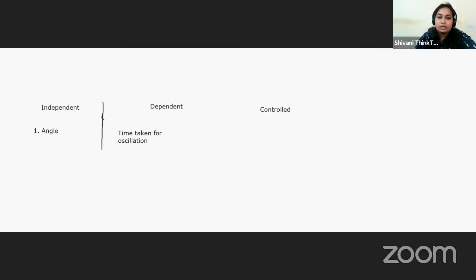So what am I controlling here? It's the same roly-poly. So the amount of sand is the same. The height of the top is the same. And what else? The ball size is the same. Did you get an idea what I am saying? What is independent, what is dependent, and what is controlled? The controlled is the one which you don't vary at all.